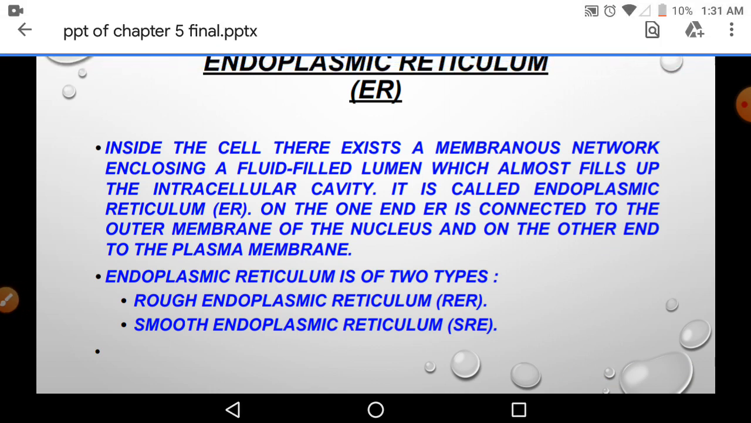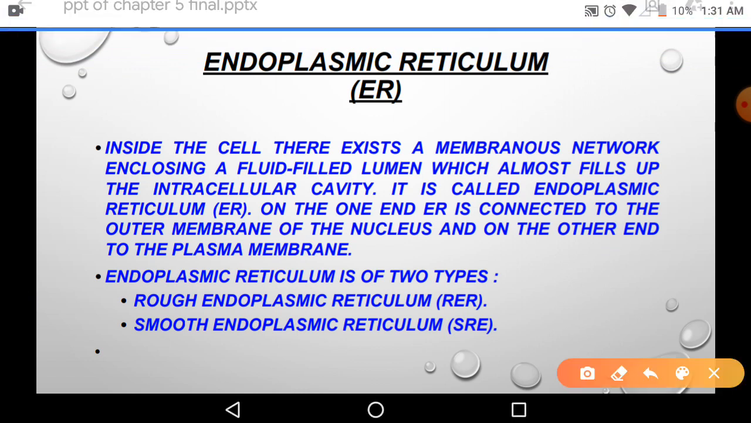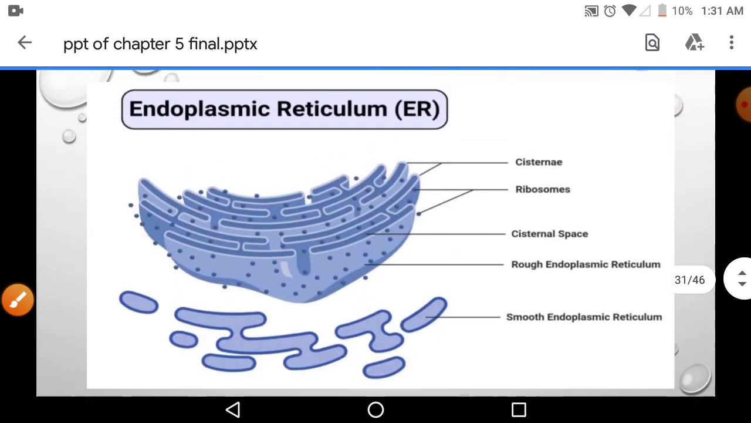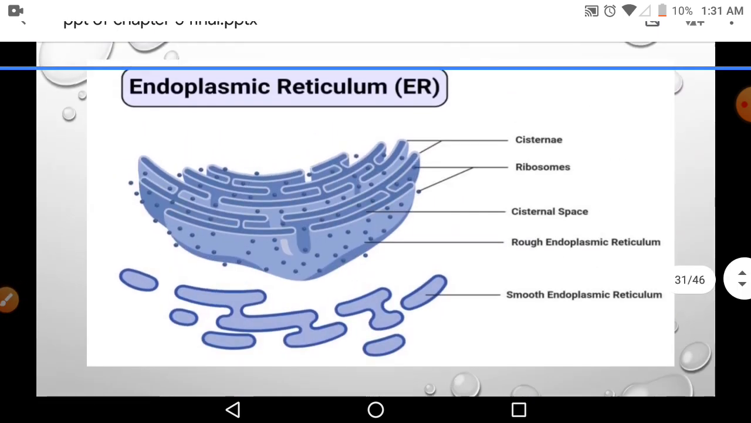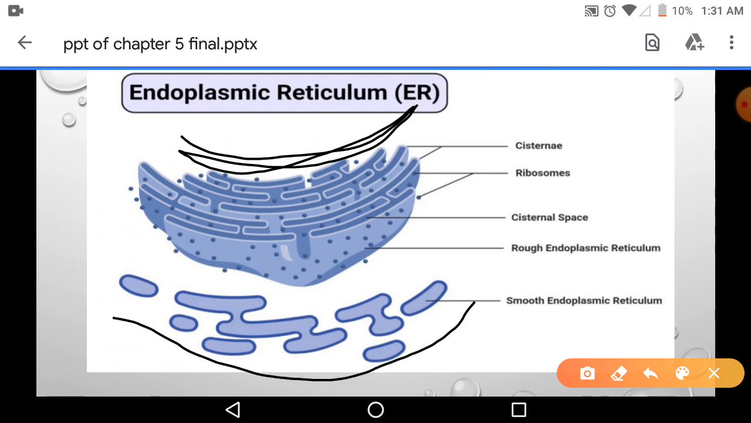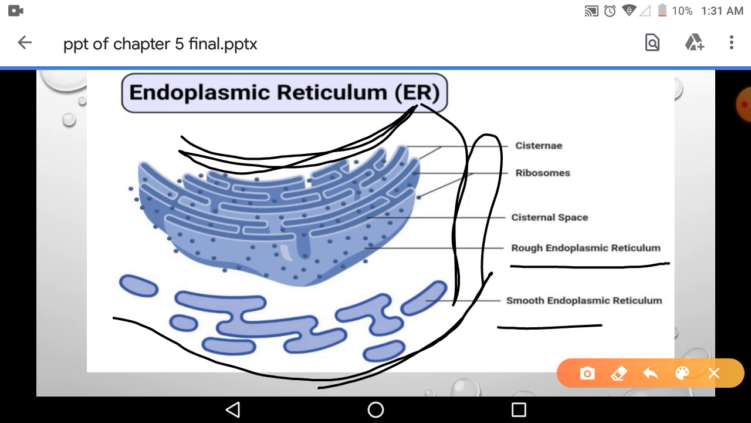There are two types of endoplasmic reticulum: rough endoplasmic reticulum and smooth endoplasmic reticulum. Now let us see the diagram here. This part is connected to the nuclear membrane, which is the part of the nucleus, and this part is connected to the cell membrane or the plasma membrane, and this is the intracellular cavity. The rough endoplasmic reticulum and the smooth endoplasmic reticulum.